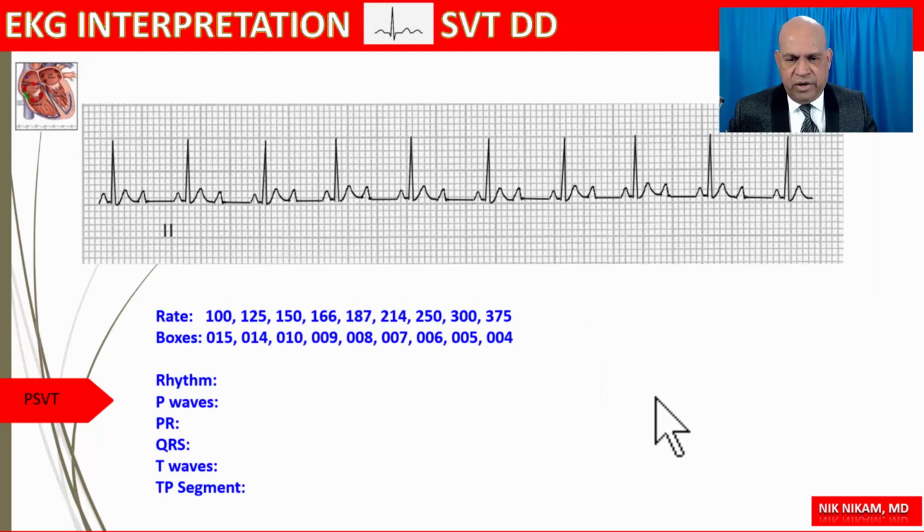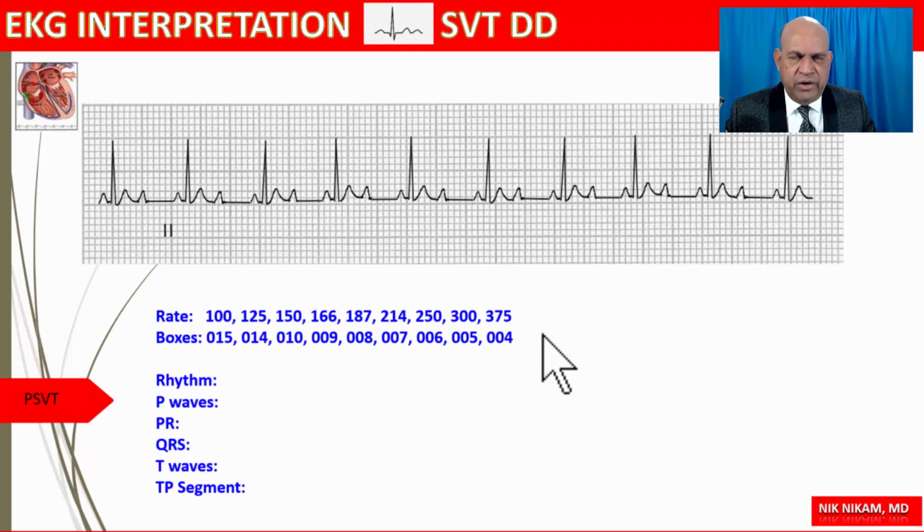Okay, now let's look at this one. Here we have something interesting. We have narrow QRS complexes. If you look at the P intervals, it looks like there are 2 P waves to each QRS complex. There are 6 boxes from the beginning of one P to the other P. So if we have 6 boxes, we are looking at a rate of 250. So this could be in the range of atrial flutter with 2-to-1 conduction.